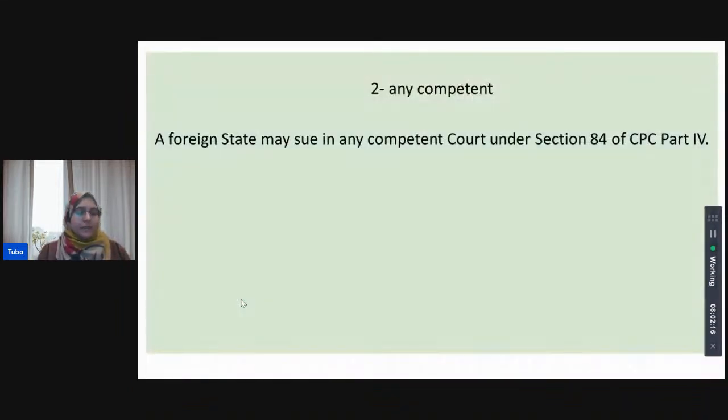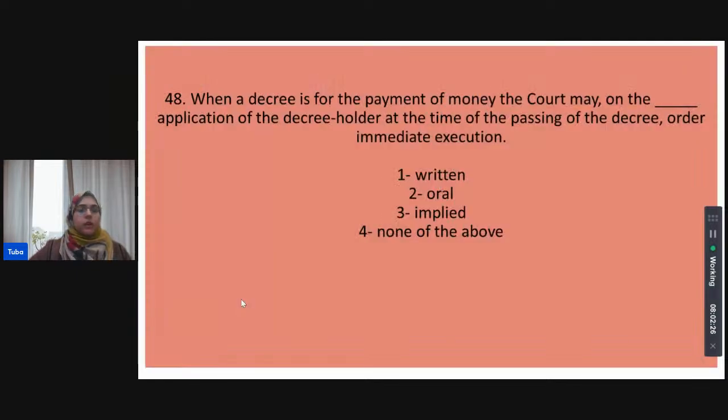So the correct stance is that the foreign state may sue in any competent court, and Section 84 of CPC provides this. Any competent court. When a decree is for the payment of money, the court may, on the blank application of the decree holder at the time of passing the decree, order immediate execution. So, is it that the court does it on written application, oral application, implied application, or none of the above?